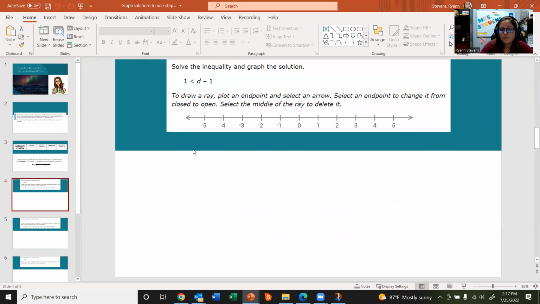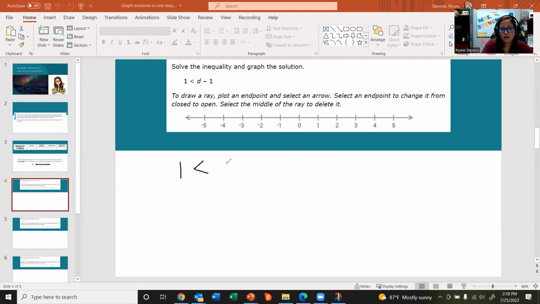So here is an example that we have. It says solve the inequality and graph the solution. So we have two parts to this style of question. This inequality reads 1 is less than d minus 1. So the first thing that you are going to need to do is solve the inequality, because you cannot graph it until you know what the solution is going to be.